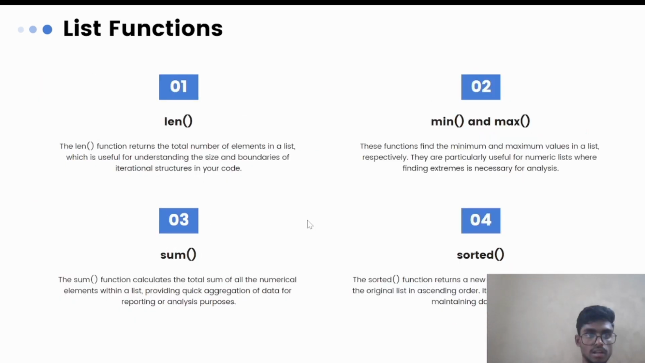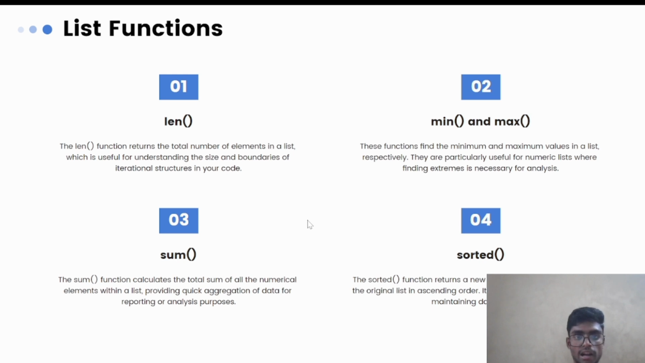List functions: len, min and max, sum, and sorted. The len function returns the total number of elements in a list, which helps in understanding the size and boundaries of an iterable structure in your code. Min and max functions find the minimum and maximum of the list respectively. They are particularly useful for numerical lists where finding extremes is necessary for analysis. Sum: the sum function calculates the total of the items in a given list, providing quick aggregation of data for reporting or analysis.